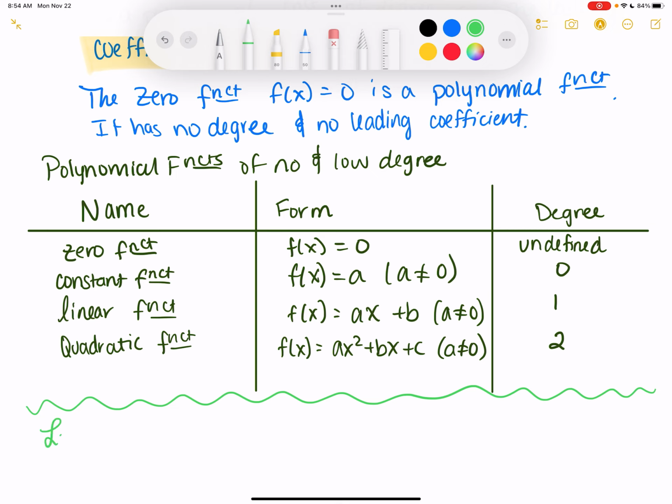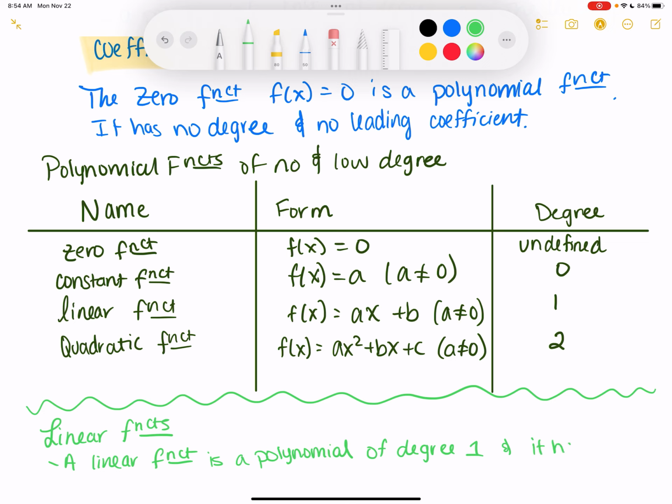All right, so linear functions. A linear function is a polynomial of degree 1, and it has the form f of x is equal to ax plus b, where a and b are constants with a not equal to 0.